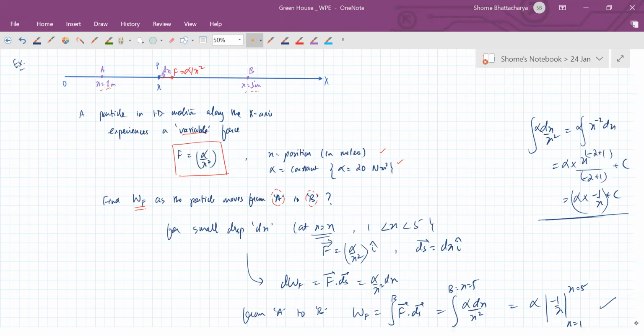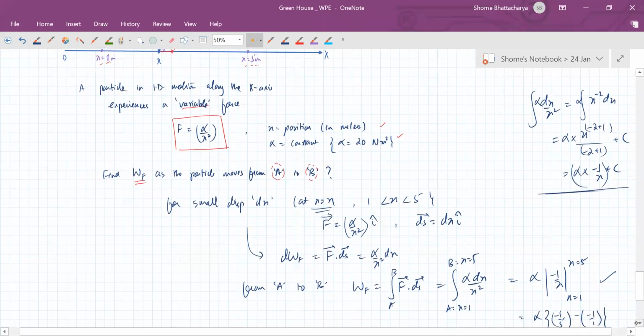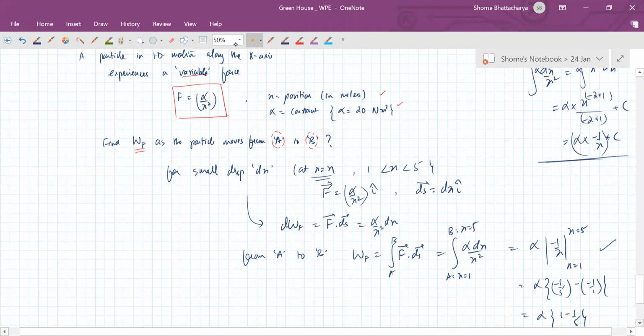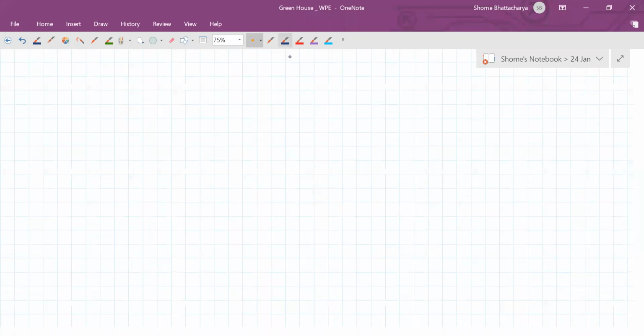Okay, good. So this is about the simple examples of work done by a variable force in 1D. Similarly, we will look at work done by a variable force in 2D and 3D subsequently. But before we come to more examples, we will see the very important concept of the relationship between work done and kinetic energy.